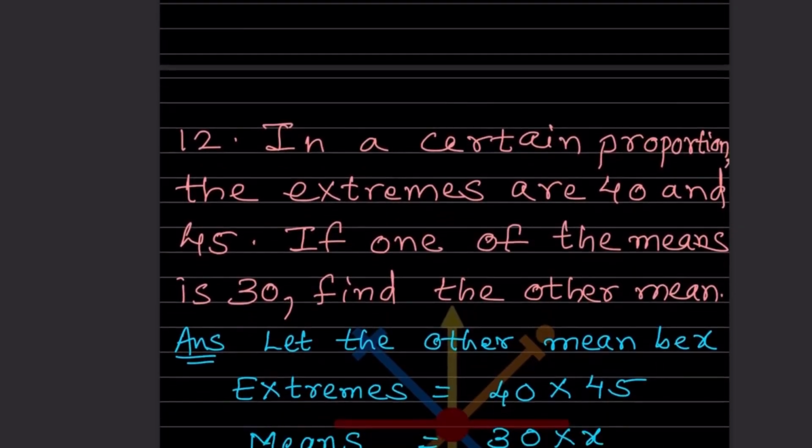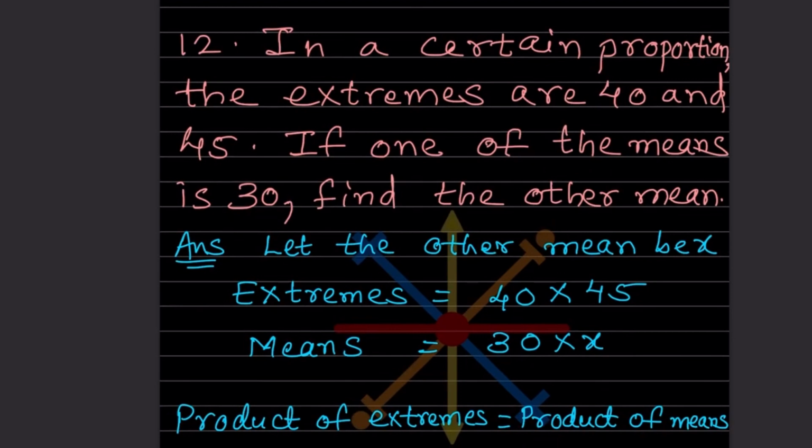So now next one: in a certain proportion, the extremes are 40 and 45. If one of the means is 30, find the other mean. We have also done this one in one of the exercises. So here you know the product of extremes is equal to the product of means. That is the formula you have to remember. So we don't know the other mean, so let us consider the other mean is x. Extremes are given, 40 and 45, so 40 multiplied by 45. And for the means, only one of the means is given, you have to find the other.